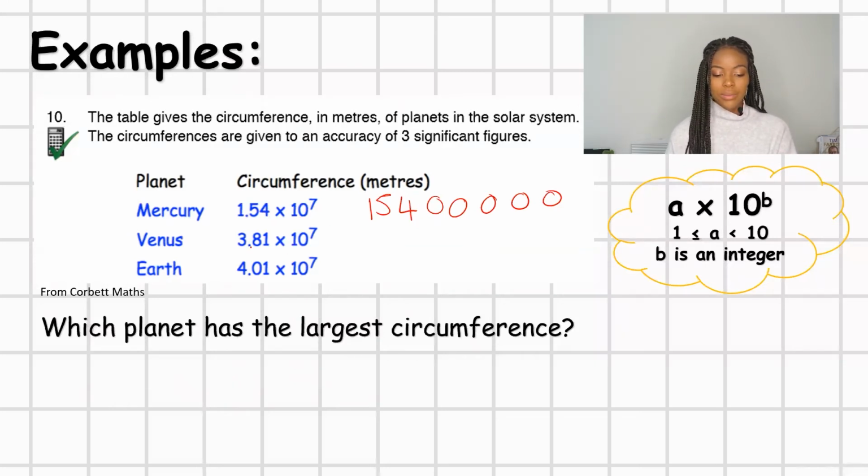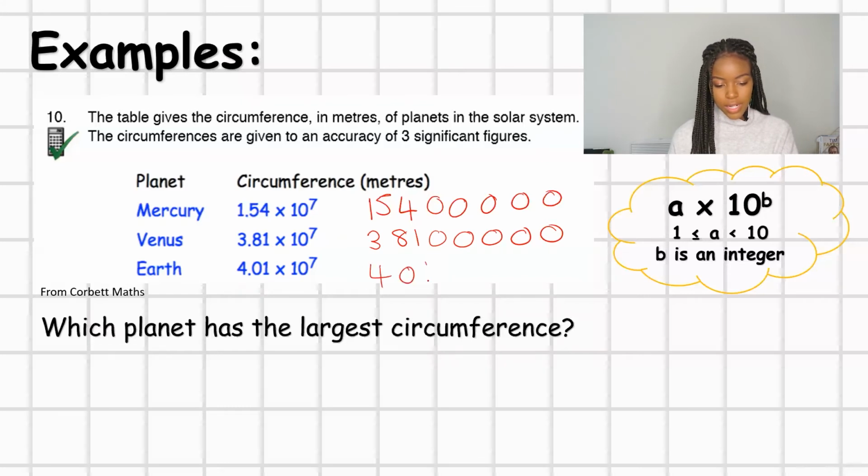So here I have 3.81 times 10 to the power of 7. So if I have 381, I've moved it by 10 to the power of 2. And I need to do 5 more jumps, so I know I'm doing 5 zeros. And again, on the third one, it's 4.01. Again, you can put it in your calculator. I'll just do it as it was. So it's 401 and then 5 zeros. We can see that Earth has the biggest circumference. So our answer would be Earth, because Earth is the biggest number.